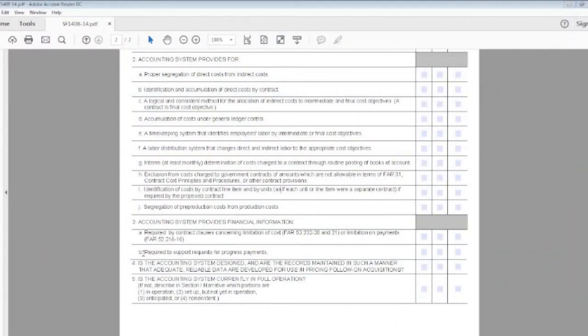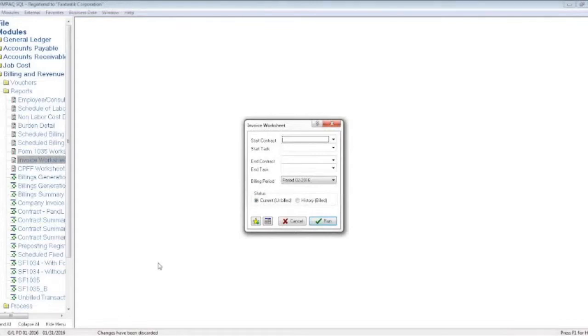Moving to the last few requirements on the standard form 1408, the accounting system provides financial information required to support requests for progress payments. In this context, progress payments aren't necessarily based on any kind of milestone. Effectively, what they are is a request by the contractor to receive payment for work in process.